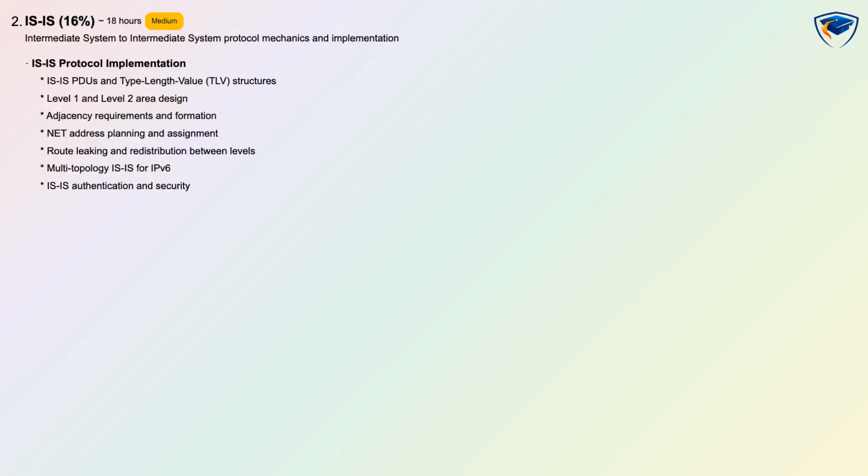Study ISIS PDUs and TLV structures, Level 1 and Level 2 area design, and adjacency requirements for stable operations. You will practice NET address planning, route leaking and redistribution between levels. Enable multi-topology ISIS for IPv6, and apply authentication and security measures.